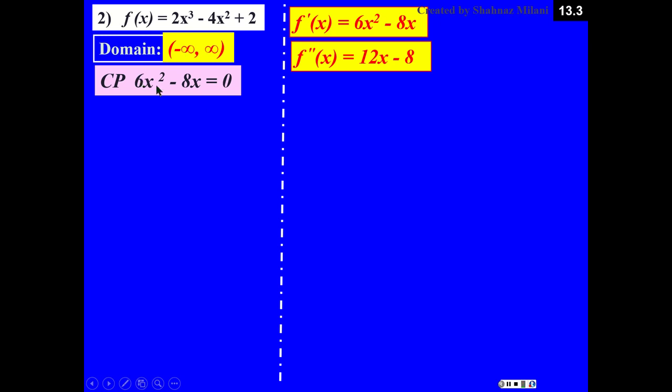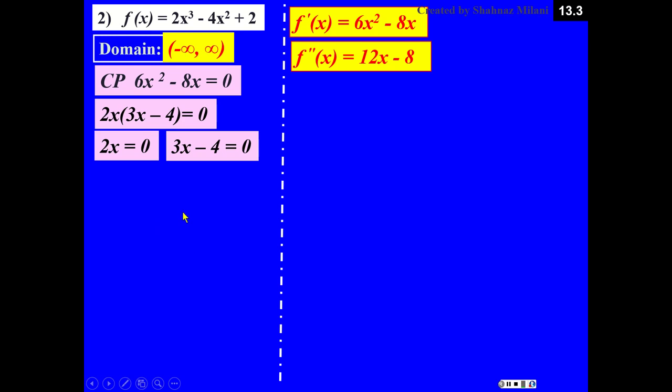In this problem, the first thing you do, you factor the GCF. Number-wise is 2, letter-wise is x. That means 2x is the GCF. When I factor the 2x from 6x exponent 2, 3x is left. When I factor the 2x from minus 8x, minus 4 is left. Now, each individual factor, we are going to set equal to 0 and solve for x.